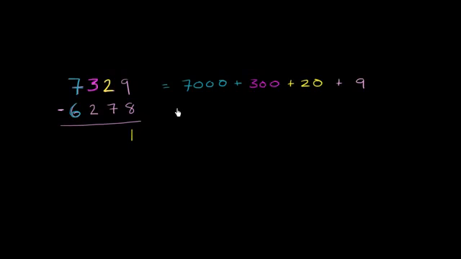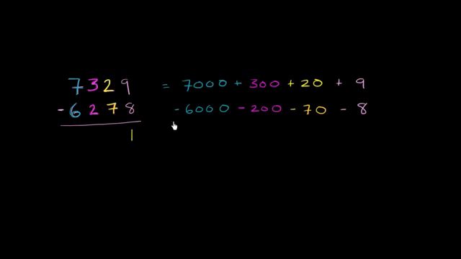And then down here, we have the 6 in the thousands place. Well, that's just going to be 6,000. We're subtracting, so minus 6,000. And then here we have a 2 in the hundreds place. And once again, we're going to be subtracting all of these. So we're going to be subtracting 200. And then here in the tens place, we have our 7. We're subtracting it. So 7 tens, that's 70. And then we are subtracting that 8.